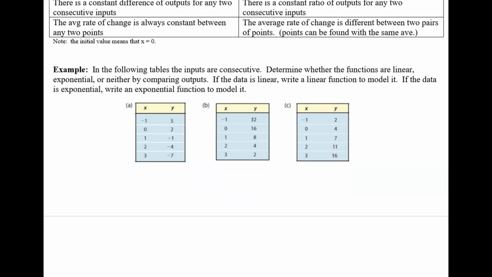So let's look at the outputs. Let's look at this first example. We'll be in the habit of checking the differences first. So the differences would be 2 minus 5, and then -1 minus 2, and then -4 minus -1, and then -7 minus -4. And this one is -3, -3, -3. This is a constant difference. So this does have a constant difference.